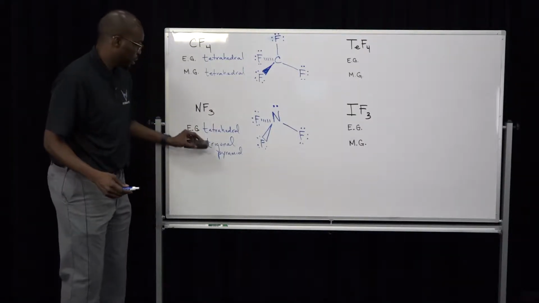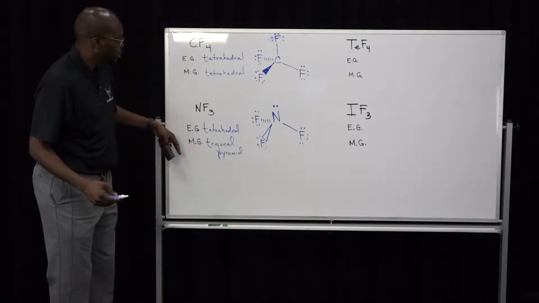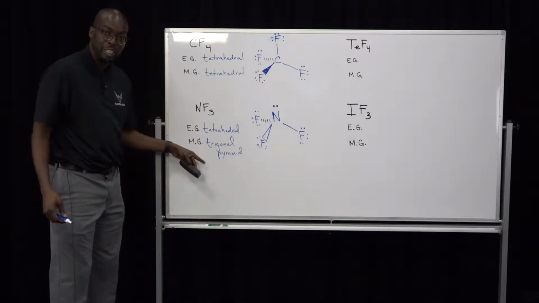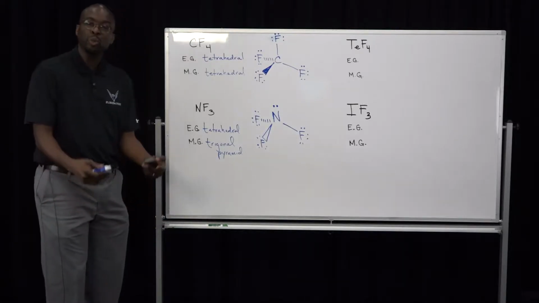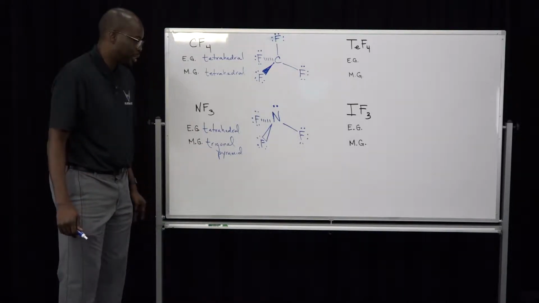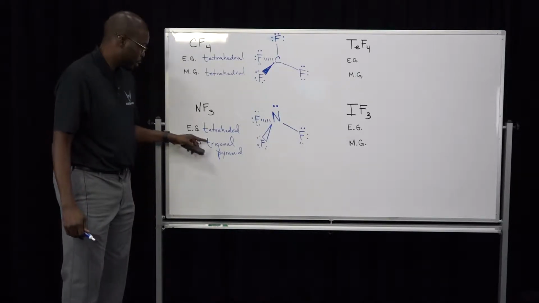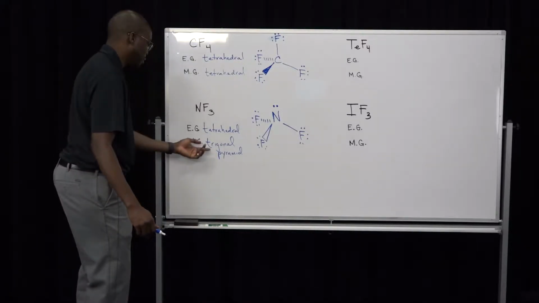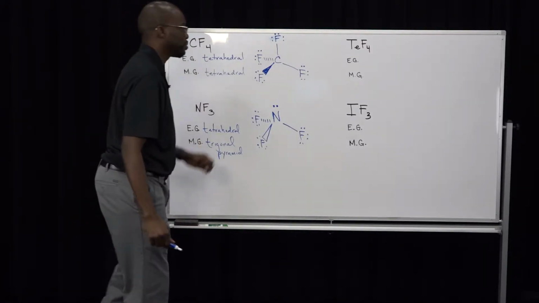Okay, so these are 2 cases in which we have 4 charged clouds. However, the electronic geometry and the molecular geometry for NF3, and this also works with ammonia, do not match, so we have to adjust. Okay, so the molecular geometry here is trigonal pyramidal, or having a trigonal pyramid.